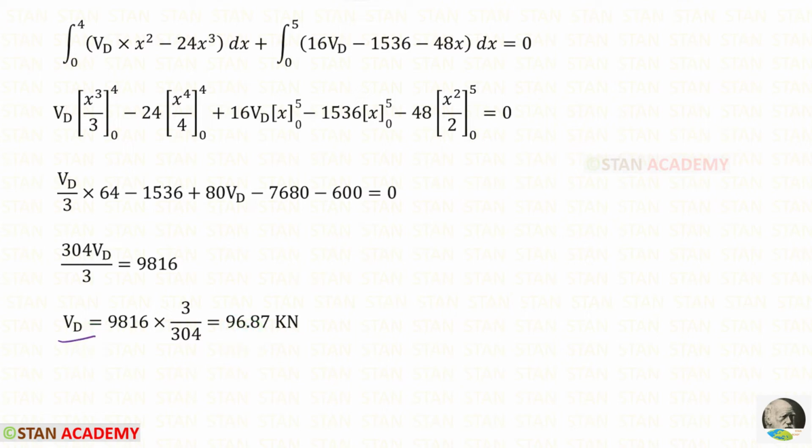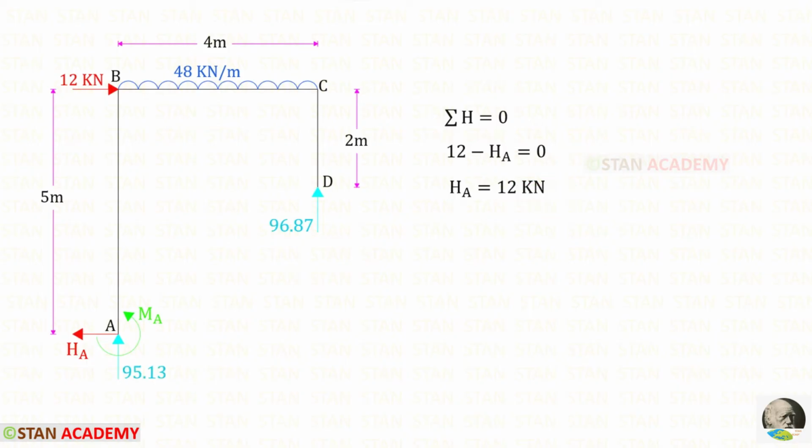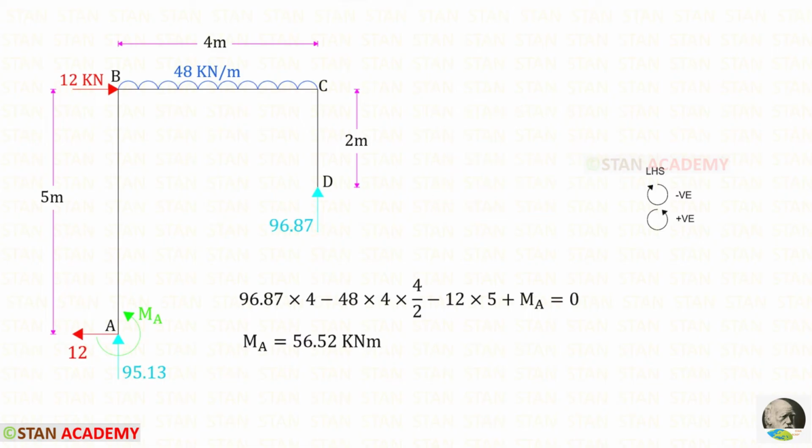For VD, we will get 96.87 kilonewton. By applying this rule, we can find VA. Then, by applying this rule, we can find HA. To find MA from the point D, let us take a moment about A.